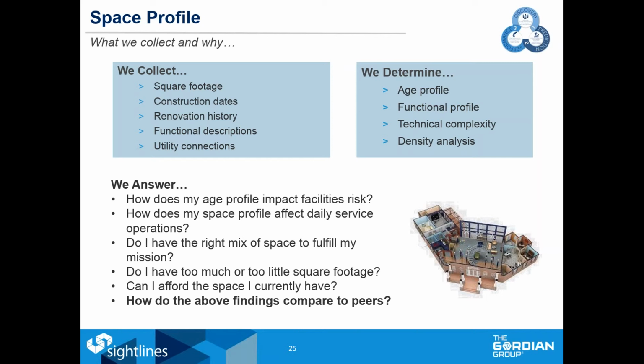We want to look at mix of space. Do campuses like you have comparable types of facilities? Do I have too much compared with others, or am I underspaced? And finally, very, very important question is, can I afford the space that I currently have? Sometimes a lack of maintenance funding and the growth of facilities backlog is due to schools that grew too fast. And with declining enrollments in a lot of environments, it's really important to look at that very critically. Ultimately, what's important is that we validate this and we compare it to peer institutions.